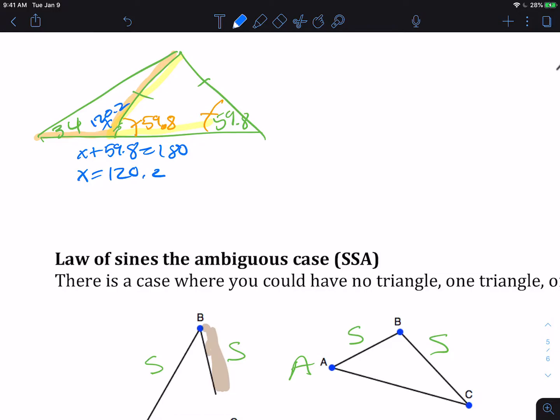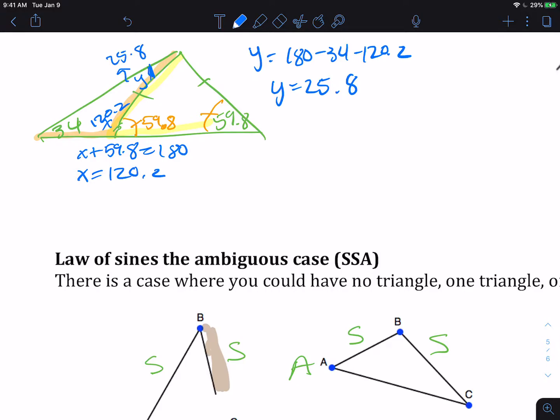Well, if we want to find this angle here, let's call that y. To find y, we would just need to do 180 minus the 34 minus the 120.2. So if we do that, we have 180 minus 120.2 minus 34 gives us 25.8. So this angle here is 25.8.